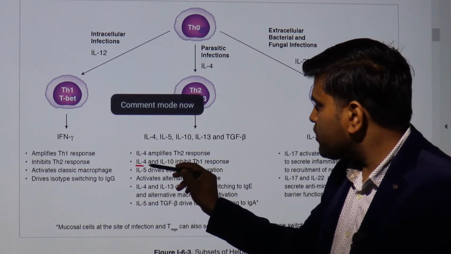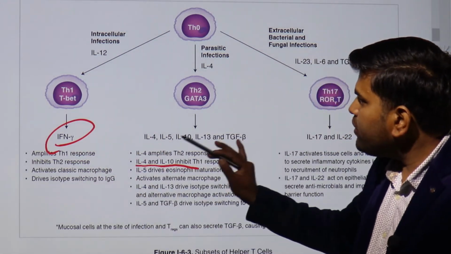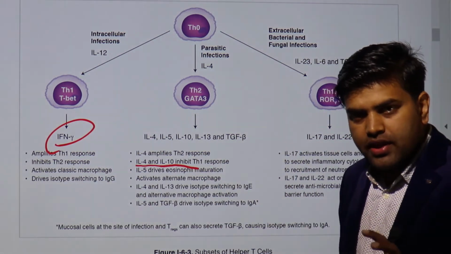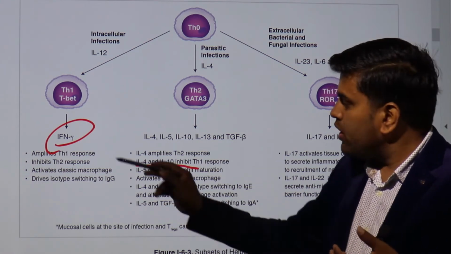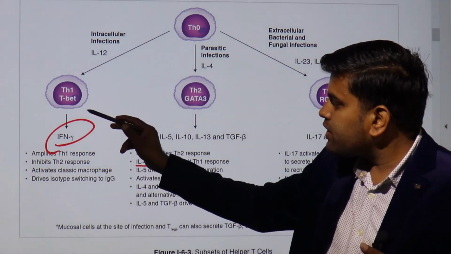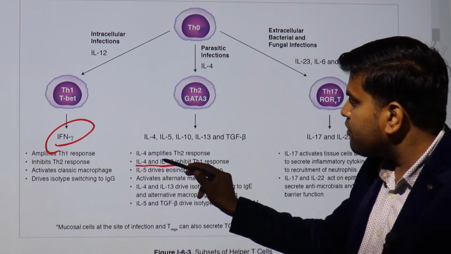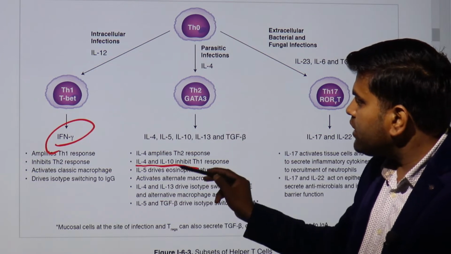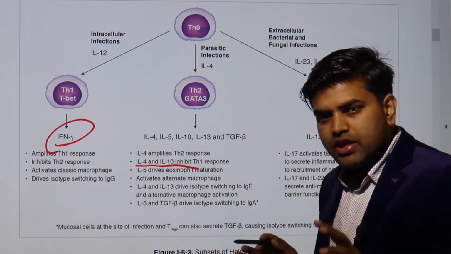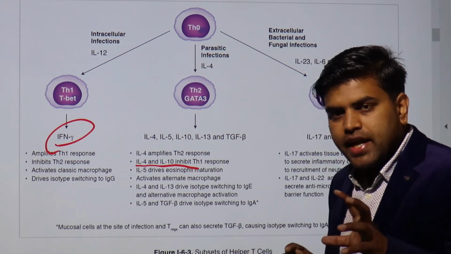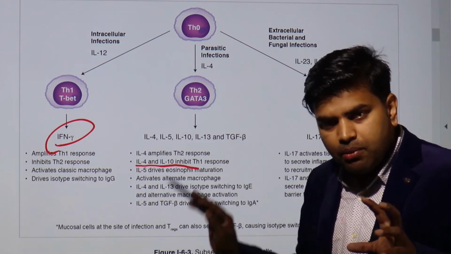So you have to understand one thing: they release some cytokines that activate their own arm and inhibit the other arm. If you talk about interferon gamma, it activates the Th1 arm but inhibits the Th2 arm. If you are talking about interleukin 4 and 10, they amplify the Th2 arm but inhibit the Th1 arm. So once one arm gets activated, it will release the cytokines that will shut down, or suppress, the other arm.